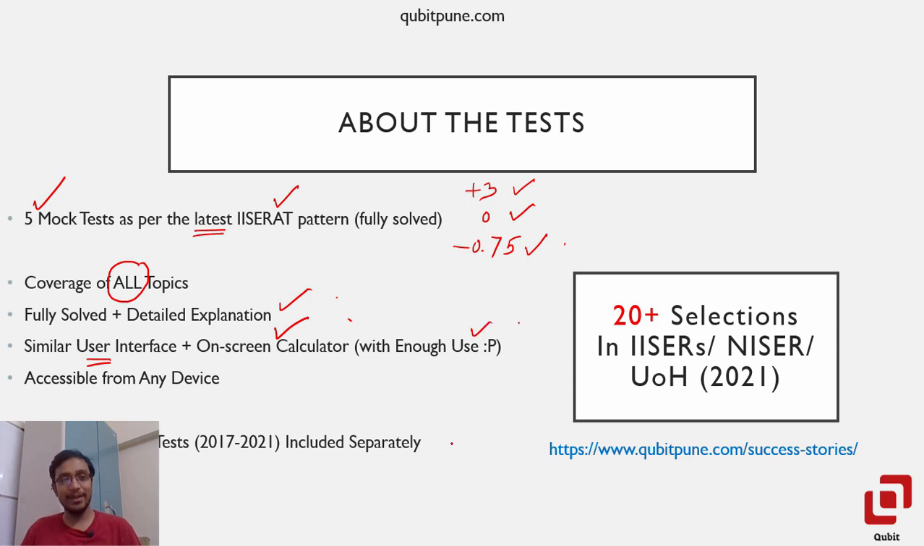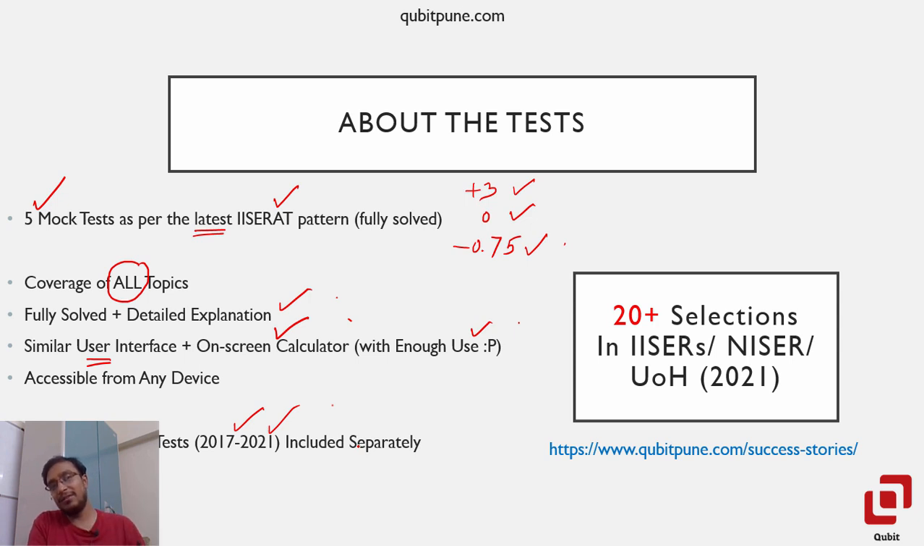Another major plus point is our test series. All of our tests are accessible from any device, including a laptop, desktop or a mobile. You don't need to download anything. You can just visit the link on your mobile's browser. In addition to these 5 mock tests, we have also included the IISER Aptitude test previous years' papers from 2017 to 2021.